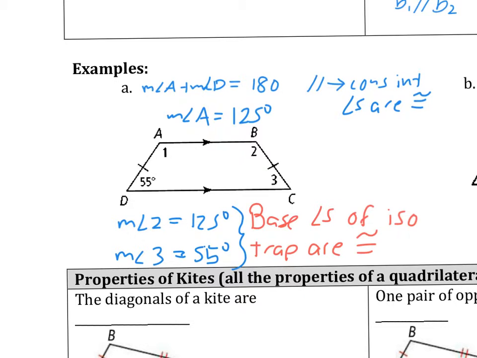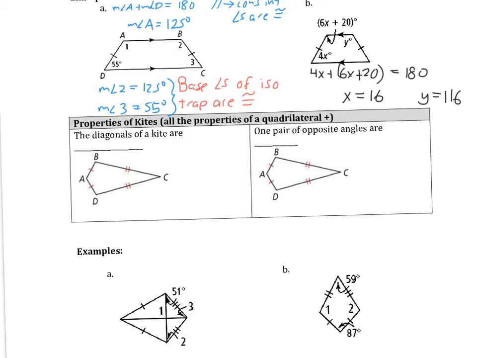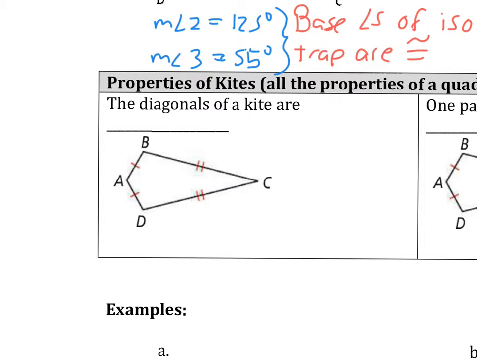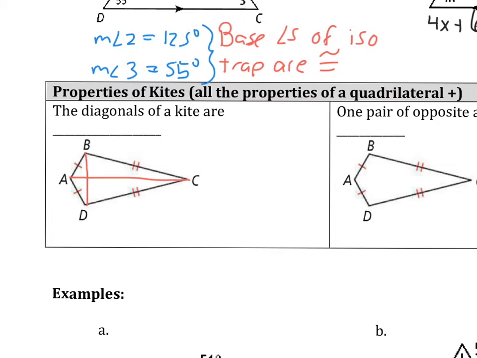Base angles of an isosceles trapezoid are congruent. All right, and the last two things we're going to look at before we look at a proof and summarize are our best friend's quadrilateral. If you were to sketch out the diagonals here, take a guess, take a hypothesis. Good. Diagonals of a kite are perpendicular.